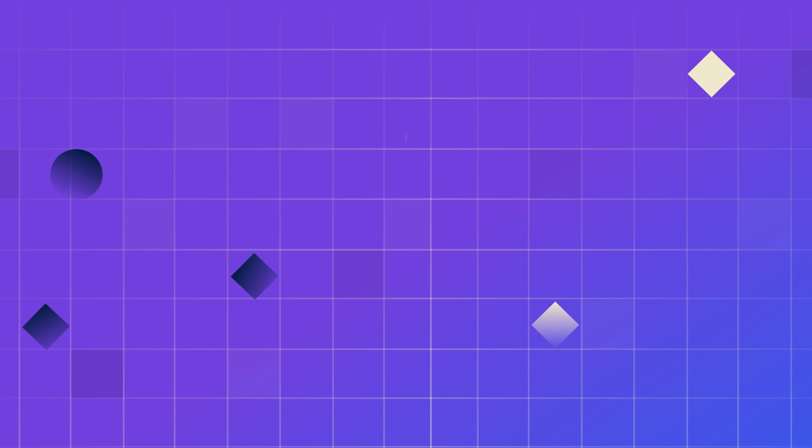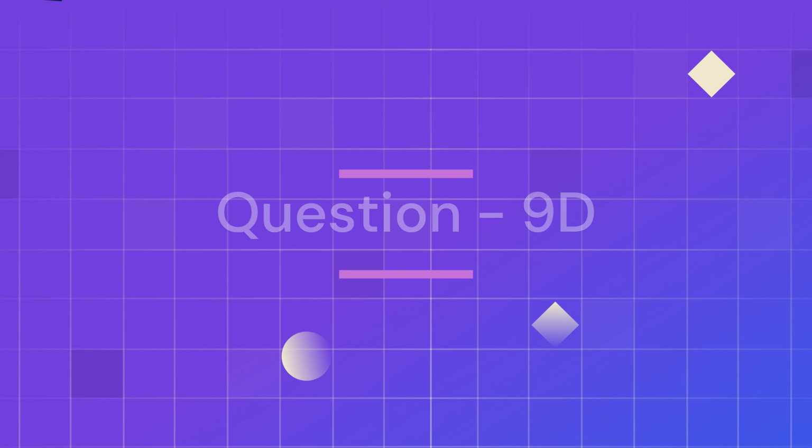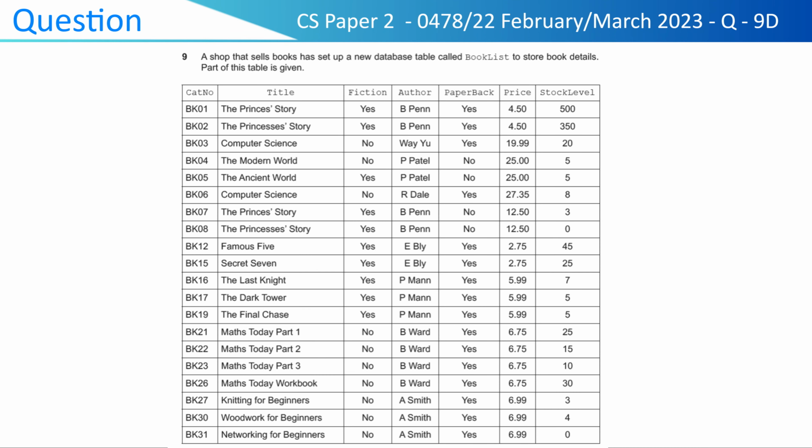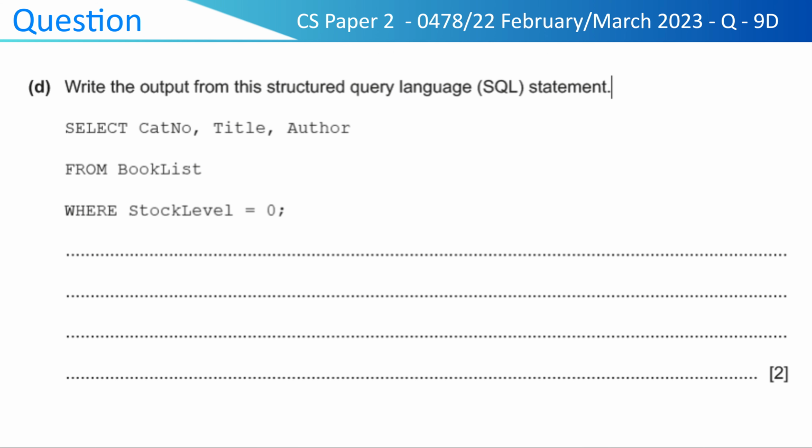Today we are going to solve question number 9 part D of the 047822 February-March 2023 past paper. The question is, a shop that sells books has set up a new database table called Booklist to store book details. Part of this table is given. Write the output from this structured query language SQL statement.